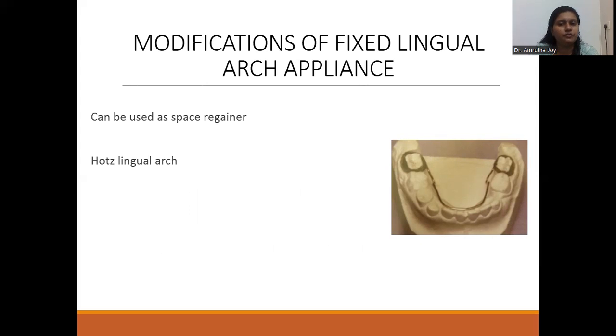Coming to modifications of the fixed lingual arch appliance, it can be used as a space regainer, that is known as the forced lingual arch, where a U-loop is incorporated at the premolar area. The activation of the U-loop will help in distalization of the first permanent molar, thus we can regain space.